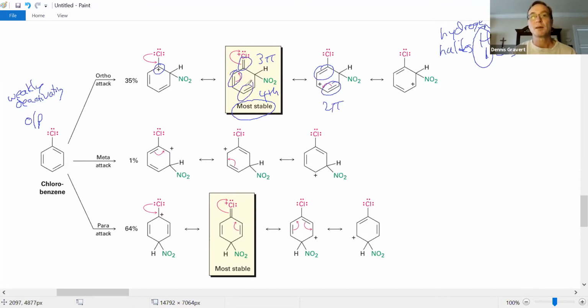1, 2, 3 pi bonds. That makes it the most stable. It's just not as robust, as stabilizing as when this is a nitrogen or an oxygen. And so, in fact, maybe due to electronegativity, although it's hard to argue that point. For some reason, again, nature's making the rules.